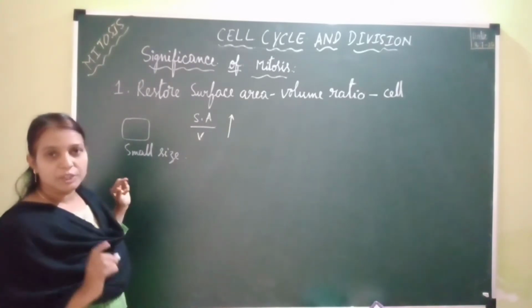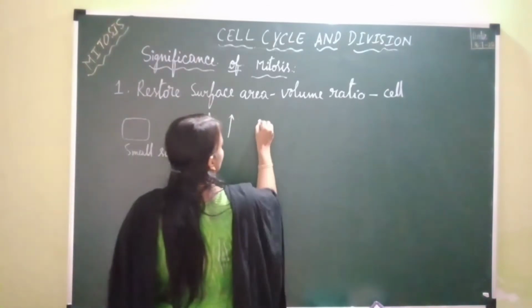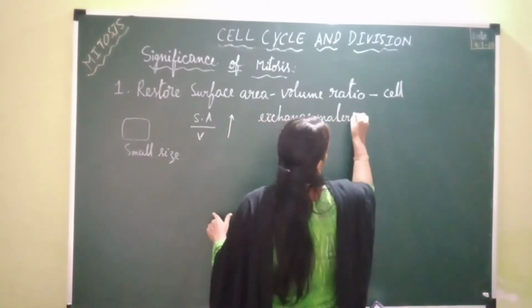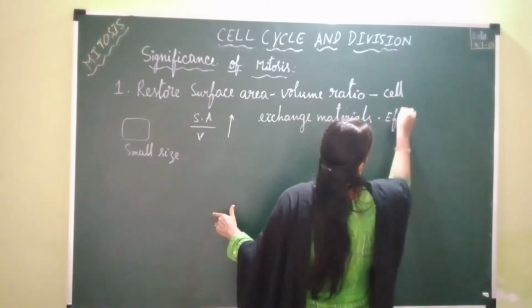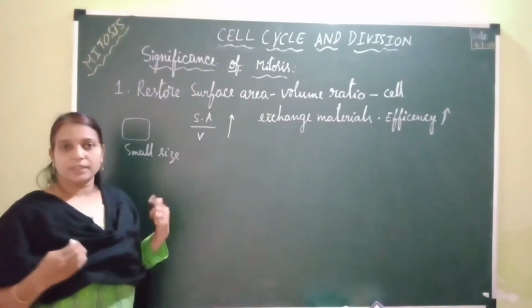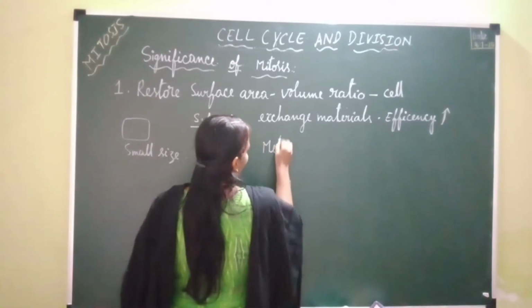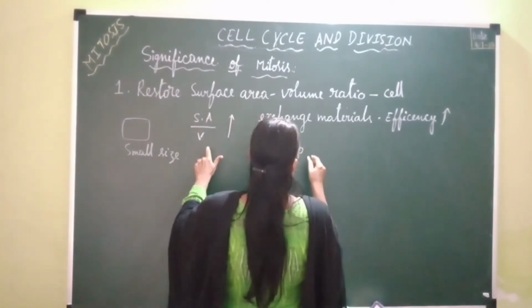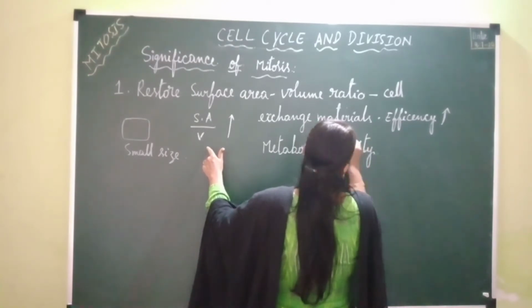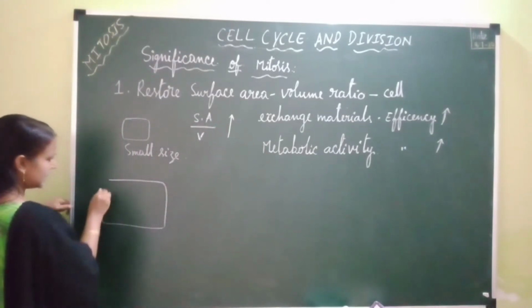If the surface area to volume ratio of the cell is high, that cell can exchange materials with higher efficiency. So if it can exchange materials with higher efficiency, it can perform metabolic activities with higher efficiency. This cell, with a high surface area to volume ratio, can perform metabolic activities with higher efficiency.